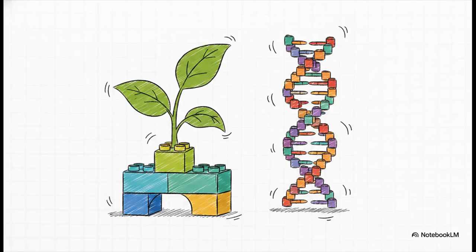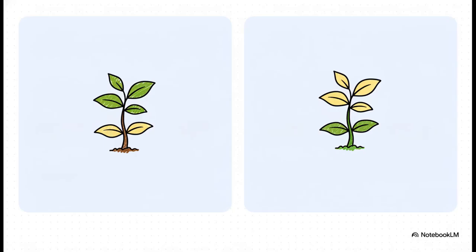To really decode these deficiencies, we need to categorize the elements by their biochemical day jobs. So Group 1 elements act as the foundational building blocks. Nitrogen and sulfur are assimilated to create the absolute core organic molecules of life. We're talking amino acids, nucleic acids, and proteins. And this right here is the mobility rule in action.